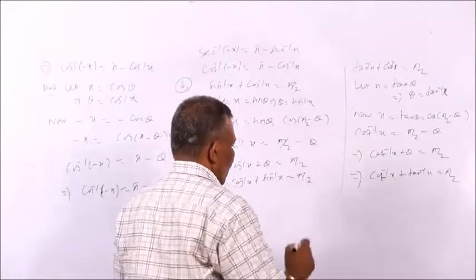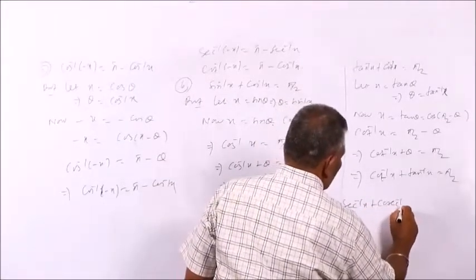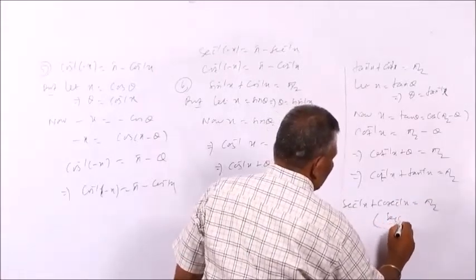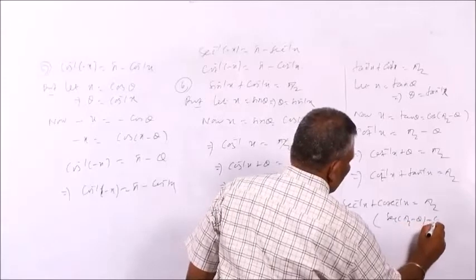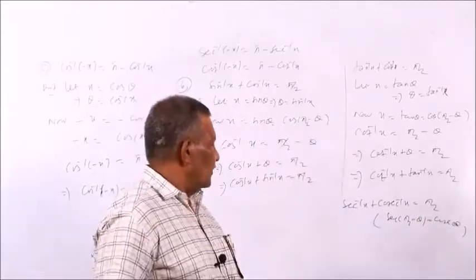Similarly, you can show that sec inverse x plus cosec inverse x equals pi by 2 by using the formula sec 90 minus theta equals cosec theta, or cosec 90 minus theta equals sec theta.